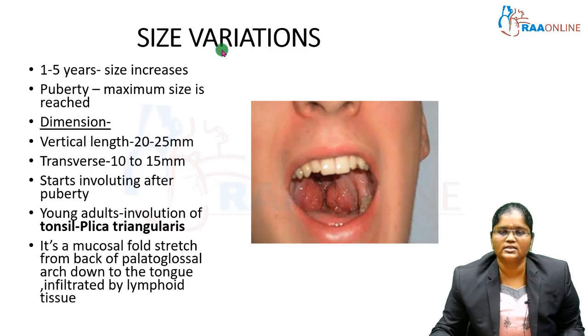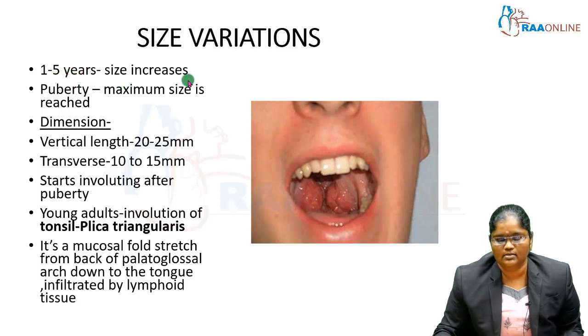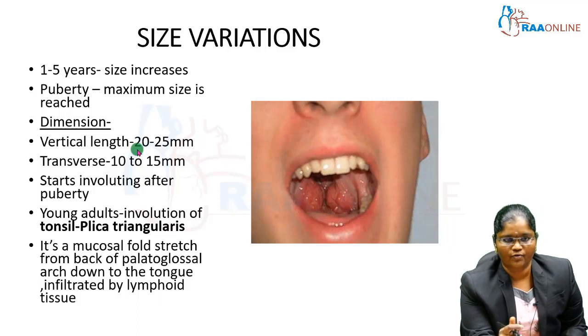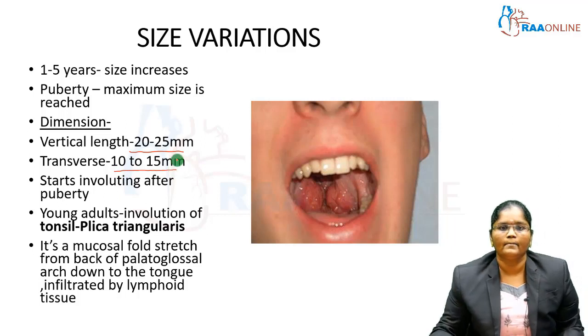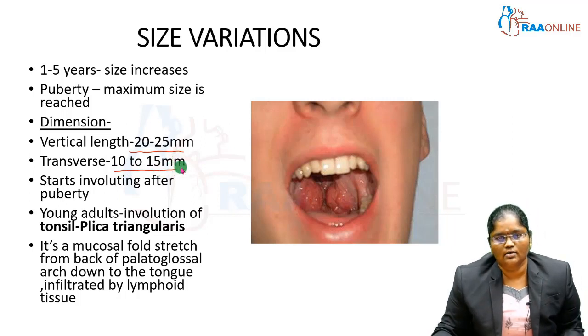So now let's see the size variation of the palatine tonsil as the age advances. In the first 1 to 5 years of age, the size increases and it reaches the maximum size at puberty. The average vertical length of the palatine tonsil is around 20 to 25 millimeter and the transverse is around 10 to 15 millimeter. The tonsil starts to regress, that is it starts involuting after puberty, and in young adults the involution of the tonsil presents as plica triangularis.